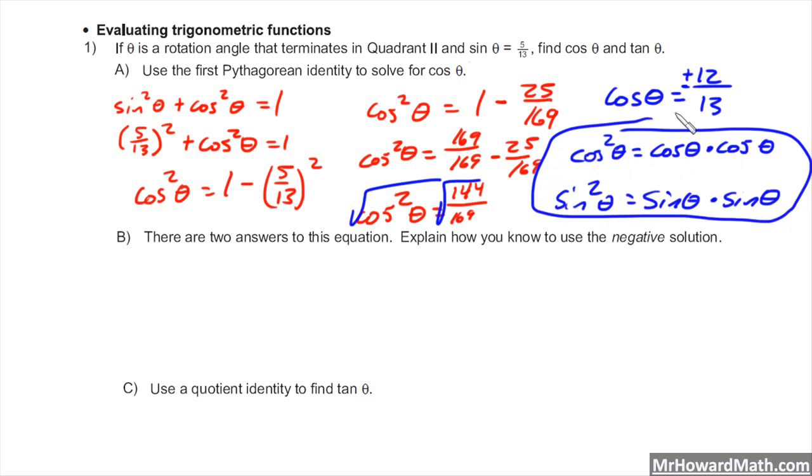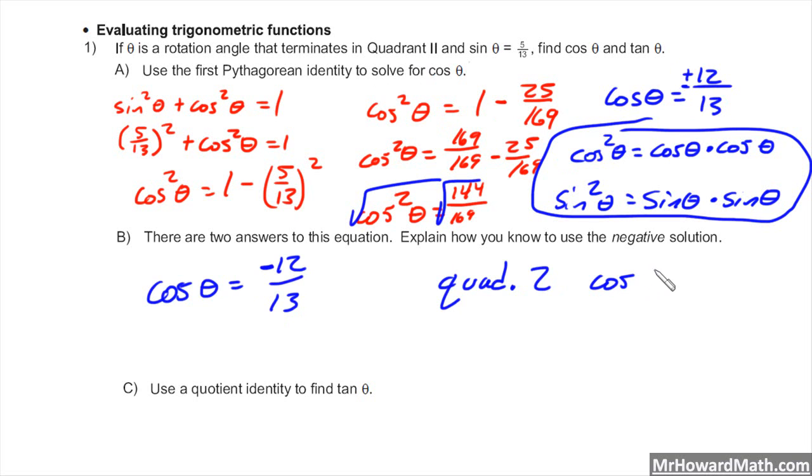Okay, there are two answers to this equation, plus or minus 12 over 13. Explain how you know to use the negative solution. So we have this plus or minus here giving us two answers, but we are in quadrant 2 and cosine is negative there. So cosine theta has to be negative 12 over 13, and we could say that in quadrant 2, cosine theta is negative. It can't be positive. The cosine value in quadrant 2 is always negative, and we discussed the quadrants in which trig functions are positive and which ones are negative earlier in the year.